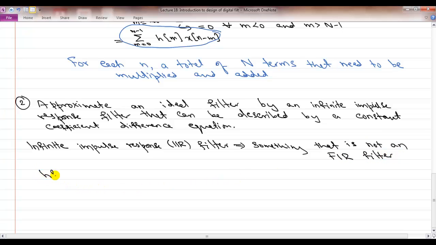So the filter that we saw earlier, sin(omega_c n) over pi n, is actually an IIR filter because it is not FIR. It doesn't stay zero. It keeps on going in the infinite direction and in minus infinity too. But this is an IIR filter.